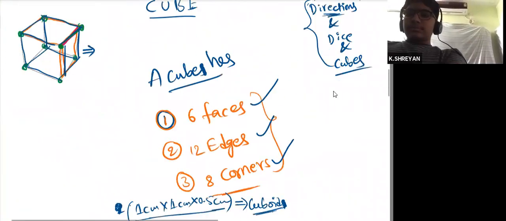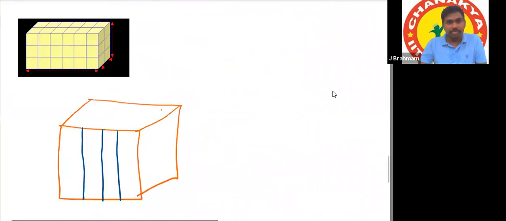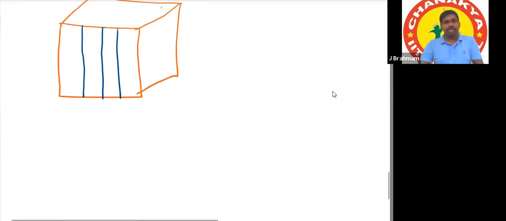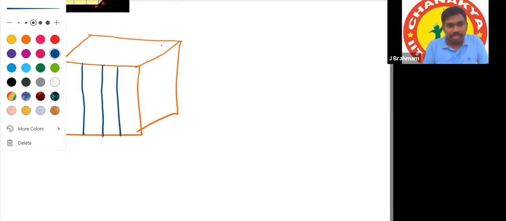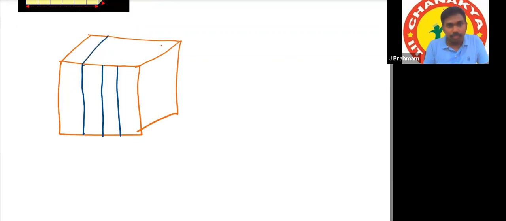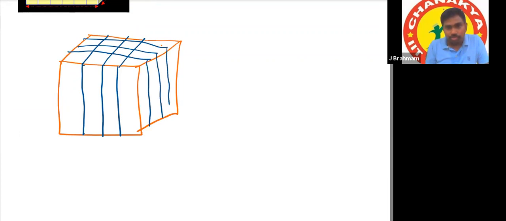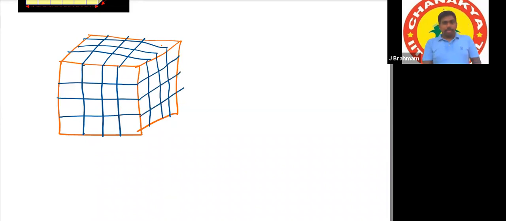Let me color this cube. Let us take one separate cube. Here I'm writing. I'm cutting again the same. 1, 2, 3. Three times cut. 1, 2, and then 3. Similarly, 1, 2, 3. And one more, 1, 2, 3. Similarly, 1, 2, 3.